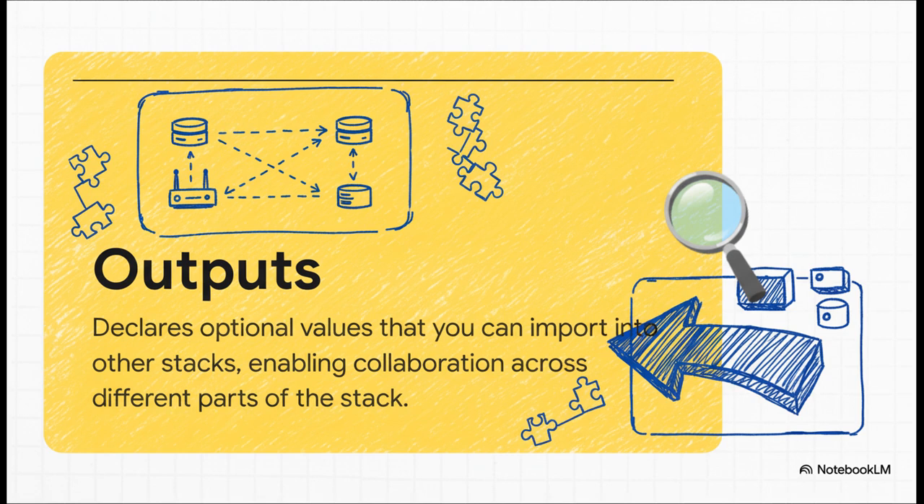This is how your different blueprints can talk to each other. So imagine you have one blueprint that builds your entire network. It can output the final network ID. Then, a second blueprint that builds your web servers can just import that network ID to make sure it deploys into the right place. It lets you build your infrastructure like a set of Lego bricks that all connect together.